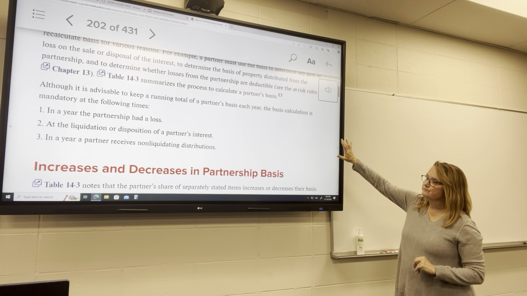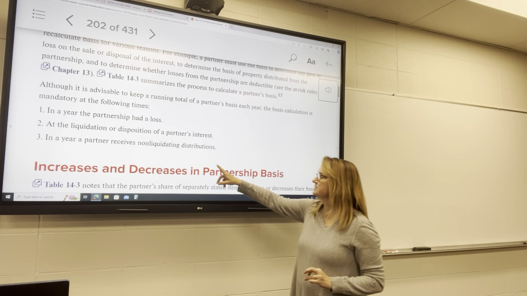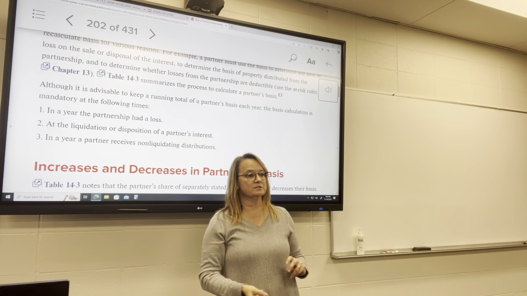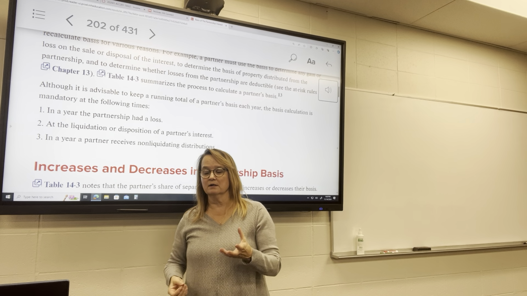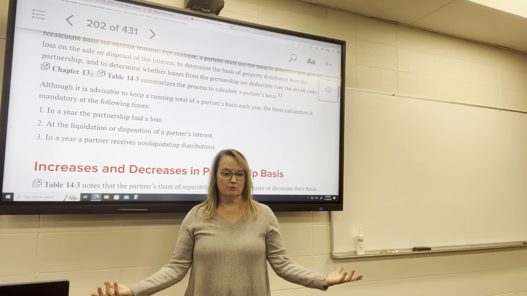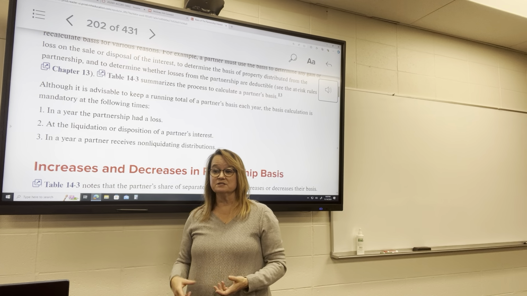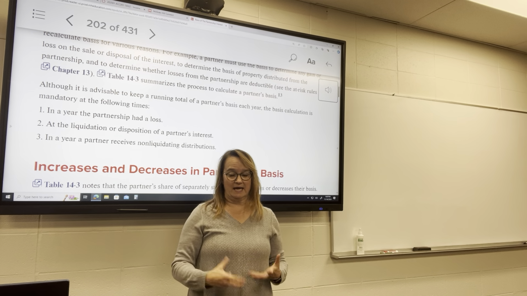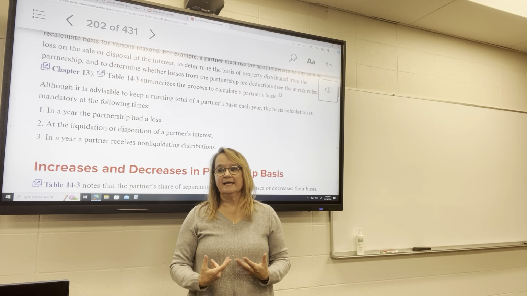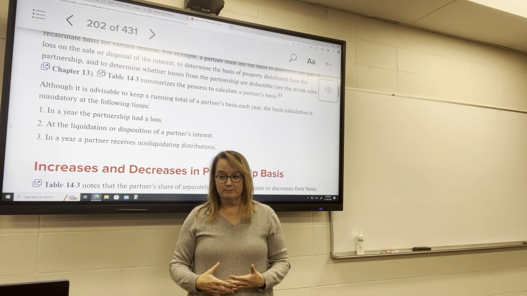Also, when a partner receives any non-liquidating distributions, this means distributions that don't affect their ownership percentage. So they get some money out of it, but it doesn't affect their ownership percentage. If there's no basis but they got money out, that distribution is going to be taxable to them. It's going to be considered a dividend. If they do have basis, then it won't be taxable to them.